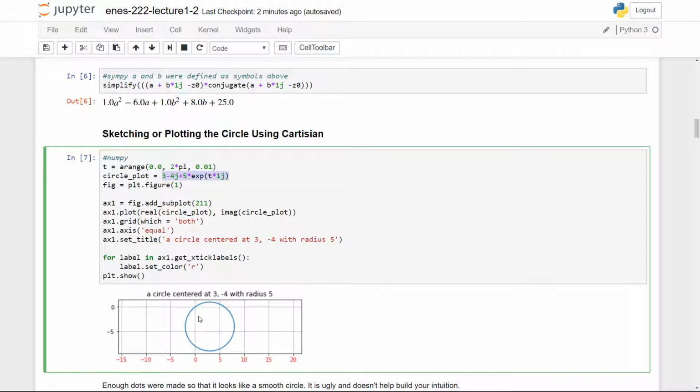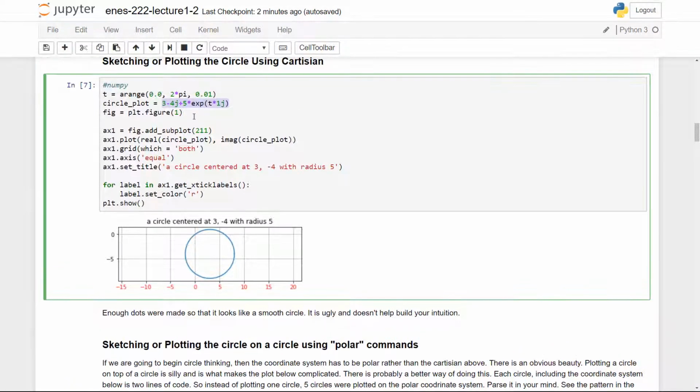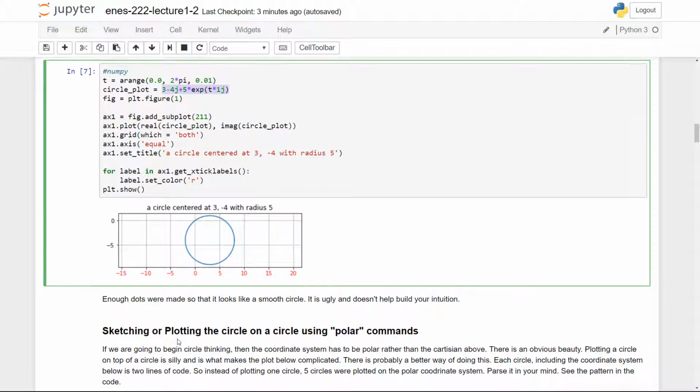So the plot here doesn't really help us a lot. It has a point going through the origin, but its center is right around, well, it's at that 3 and a -4. It's right about right here. This doesn't help us build our intuition. And we're creating all these dots up here to create the circle, so it's really painful.